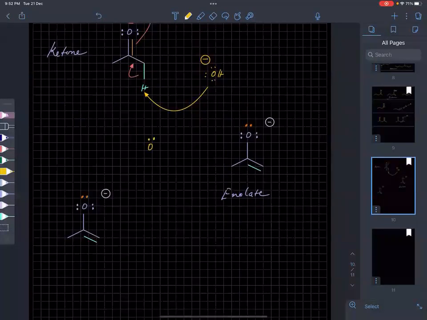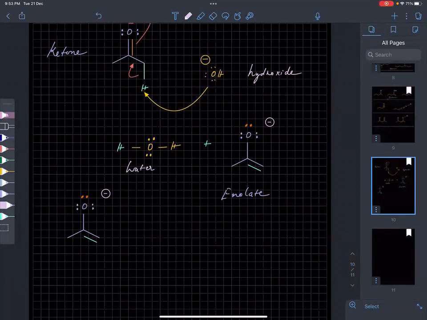You have O, H. Okay, this is OH. Now, this lone pair will become a bond pair, right? And it will attach to hydrogen. Now, this will become water. You are understanding? This was hydroxide, and this is water.